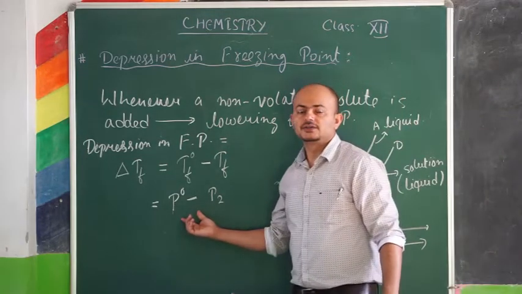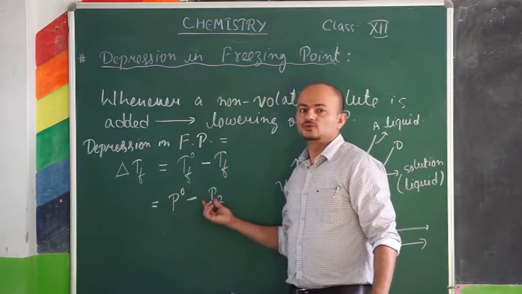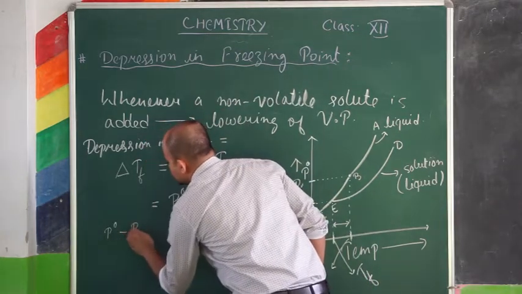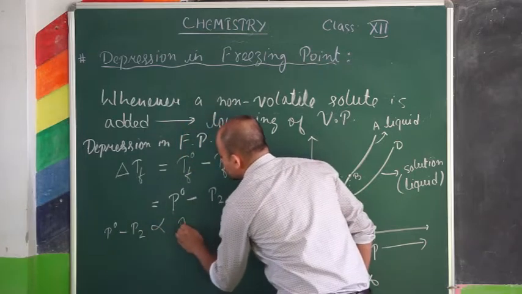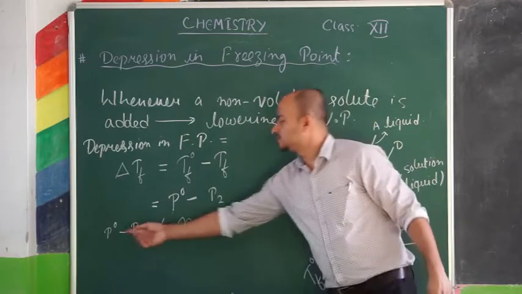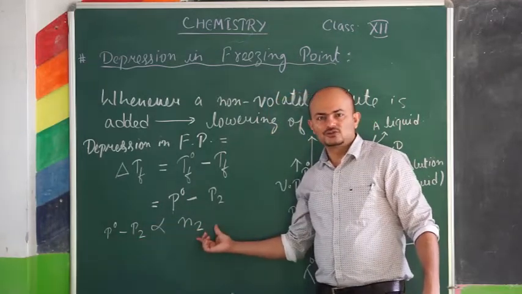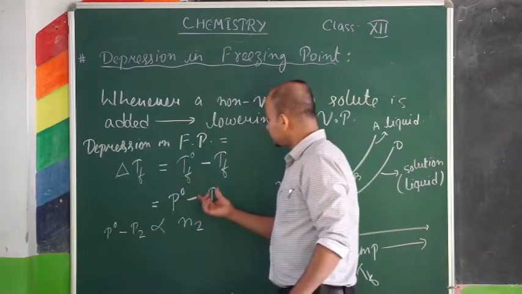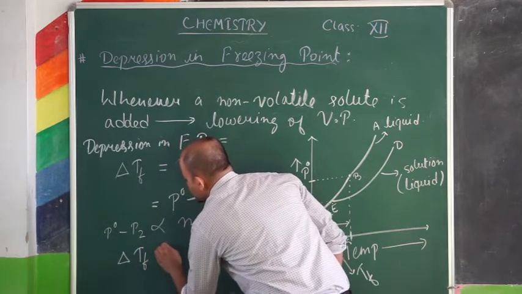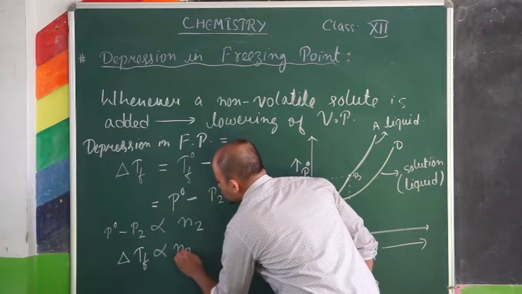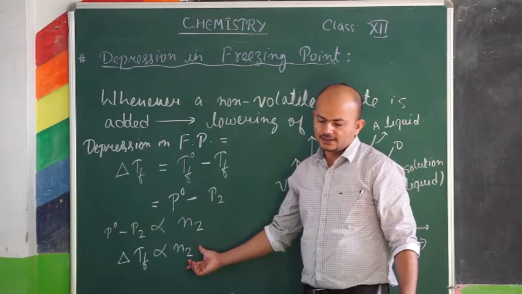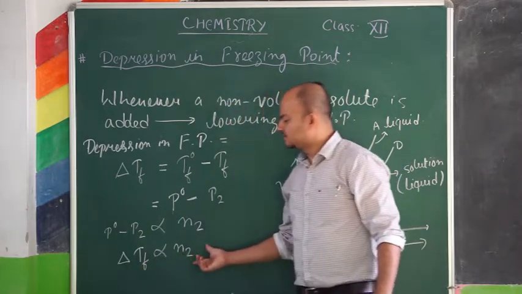Now, in our previous discussion, we have discussed that P0 minus P2 is directly proportional to the number of moles of the non-volatile solid. P0 minus P2 is directly proportional to N2. Therefore, we can write that this delta PF is directly proportional to N2. So we have arrived at this particular point where delta PF is directly proportional to N2.